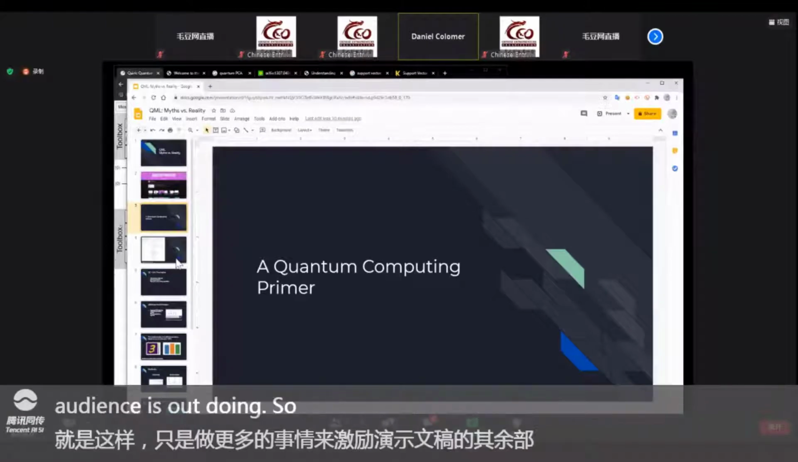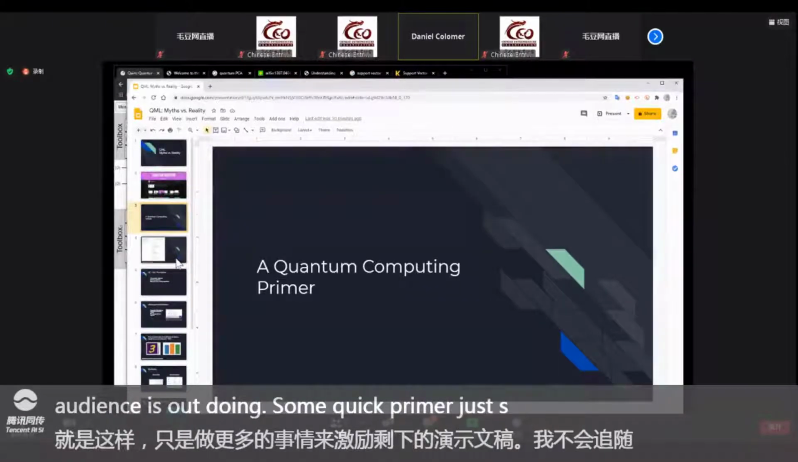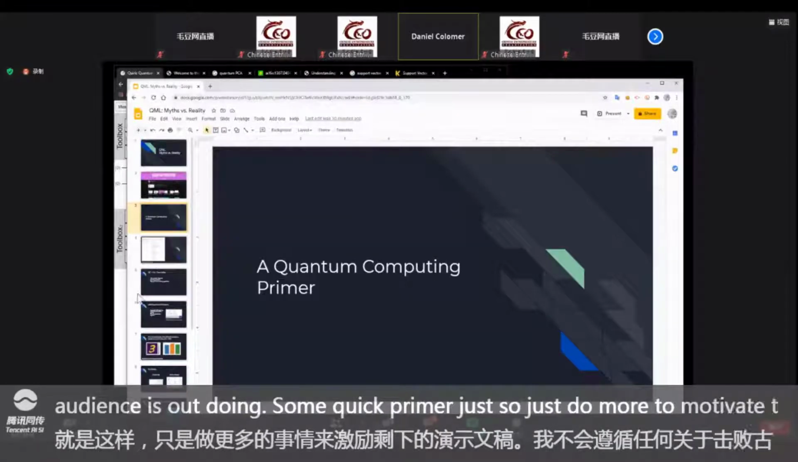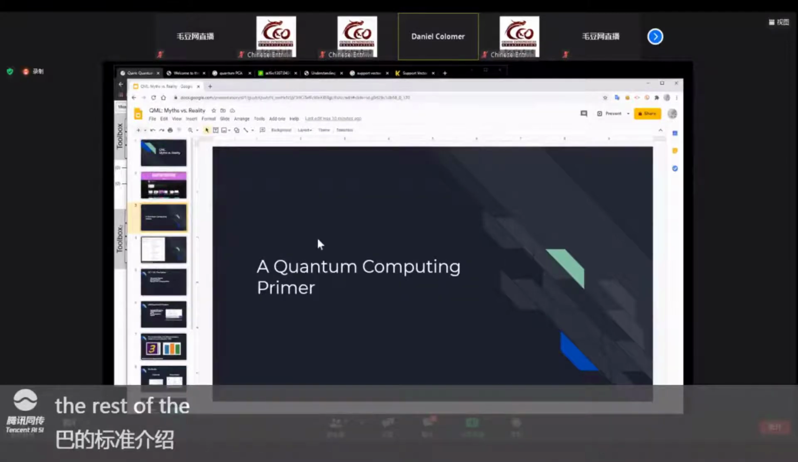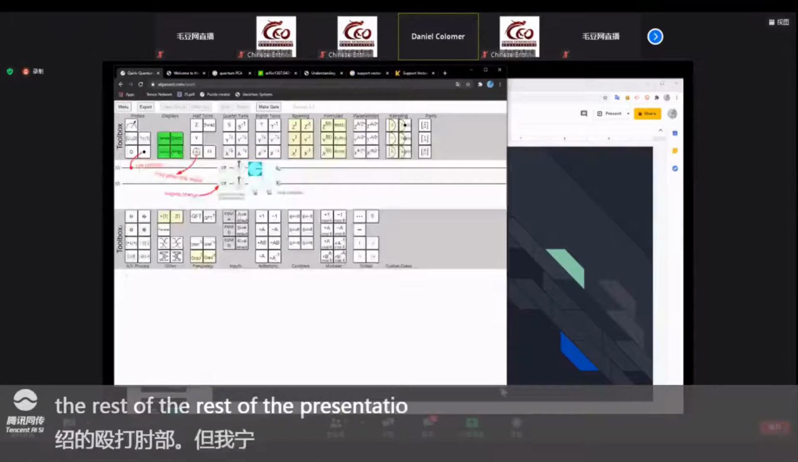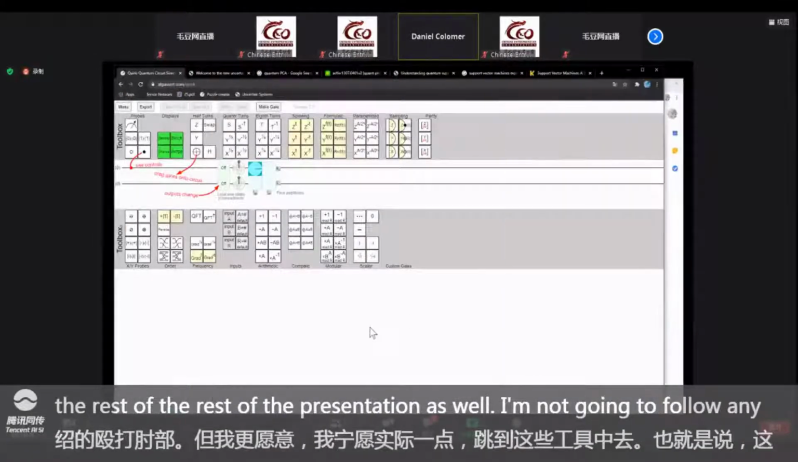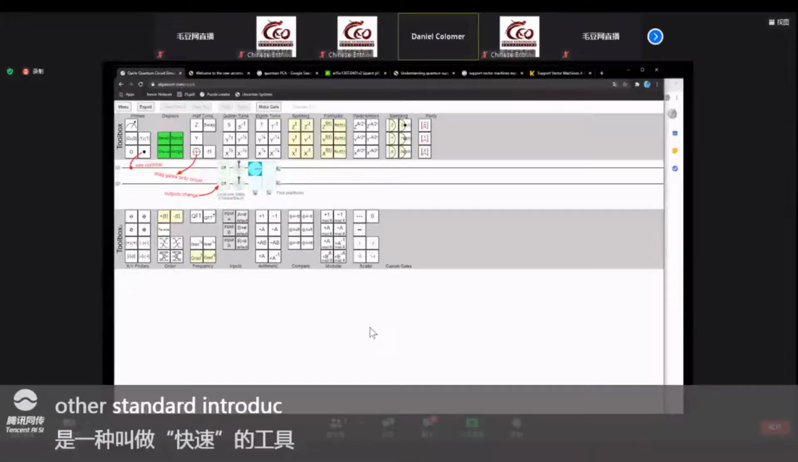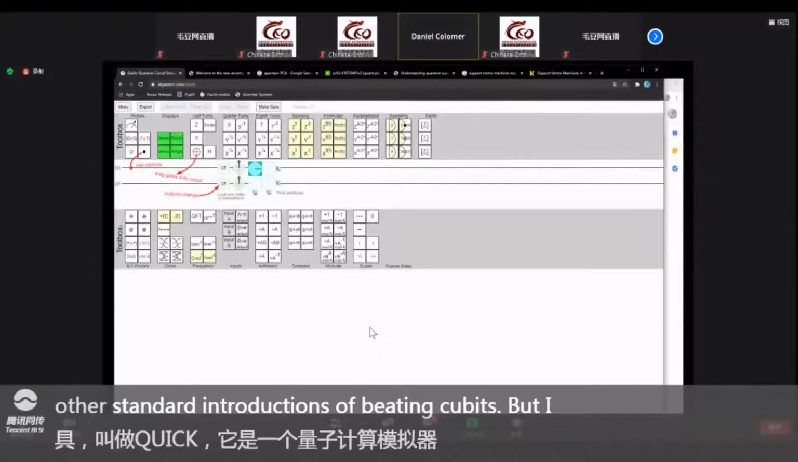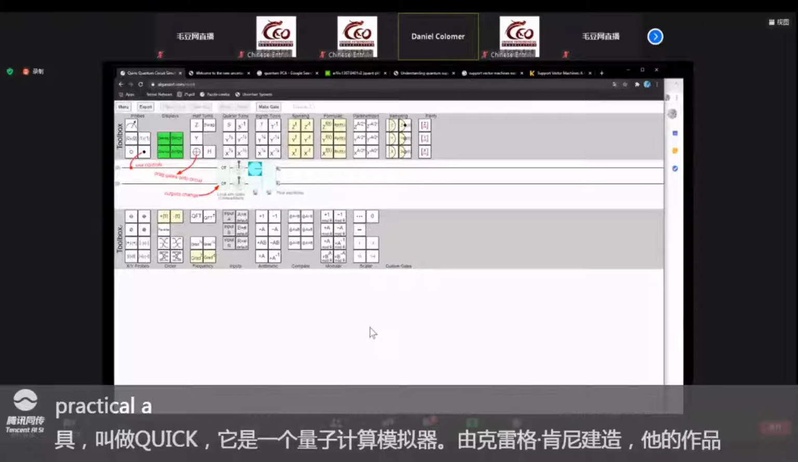I'm not going to follow any standard introduction of bits and qubits, but rather be practical and hop into this tool, which is called Quirk, a quantum computing simulator built by Craig Gibney, who is working at the Google quantum team.